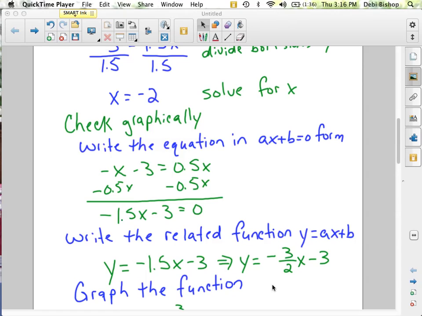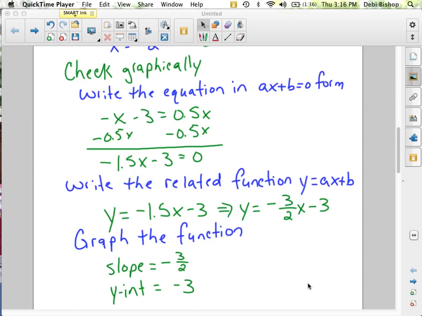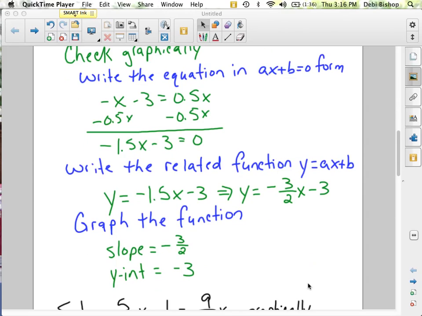Now, today in class I discussed fractions. I want you to convert your negative 1.5x into an improper fraction, because you will see we need this as our slope. So negative 1.5x is actually equal to negative 3/2 x. Our new related function is y equals negative 3/2 x minus 3. And now we are going to graph the function. With this equation, we know that our slope is negative 3/2 and our y-intercept is negative 3.